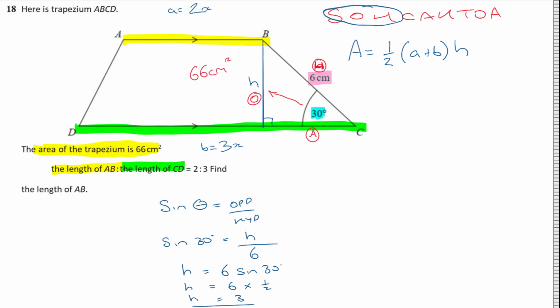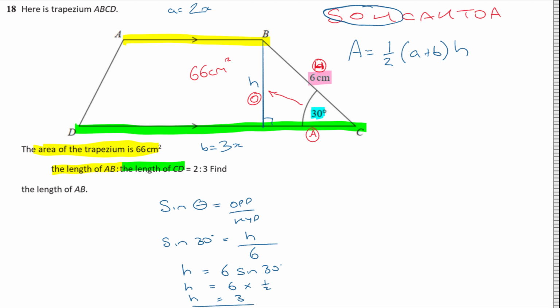So I know the height of my thing now, and I know the ratio of them, and I know the area. So I reckon I've got enough now to work it out. Okay, so I've got area equals half A plus B lots of H. Now I'm going to use 2x and 3x because I don't know the actual length of those lines. So I'm going to sub all that in.